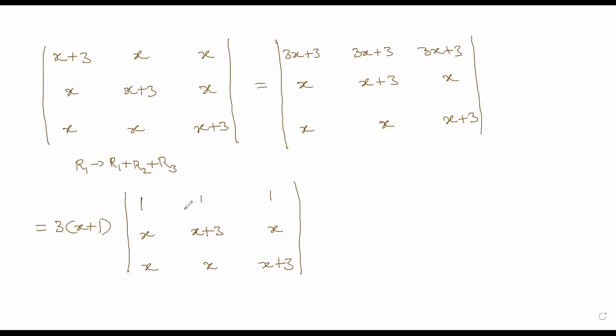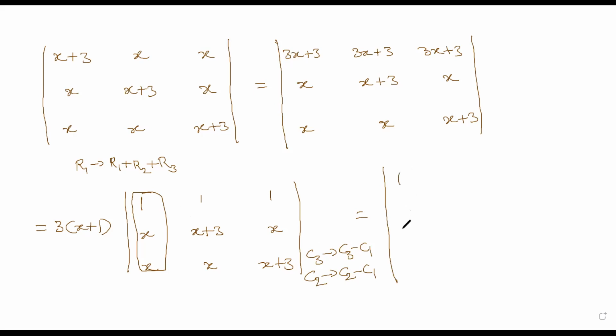There is one more thing I'll tell you. If you have ones, fix one row and blindly hit the other rows. 1, 1, 1 should be there in the same row or same column. When that happens, you get 2 zeros very easily. So how do you get this? C2 becomes C2 minus C1, and similarly C3 becomes C3 minus C1. When you do that, you get this.